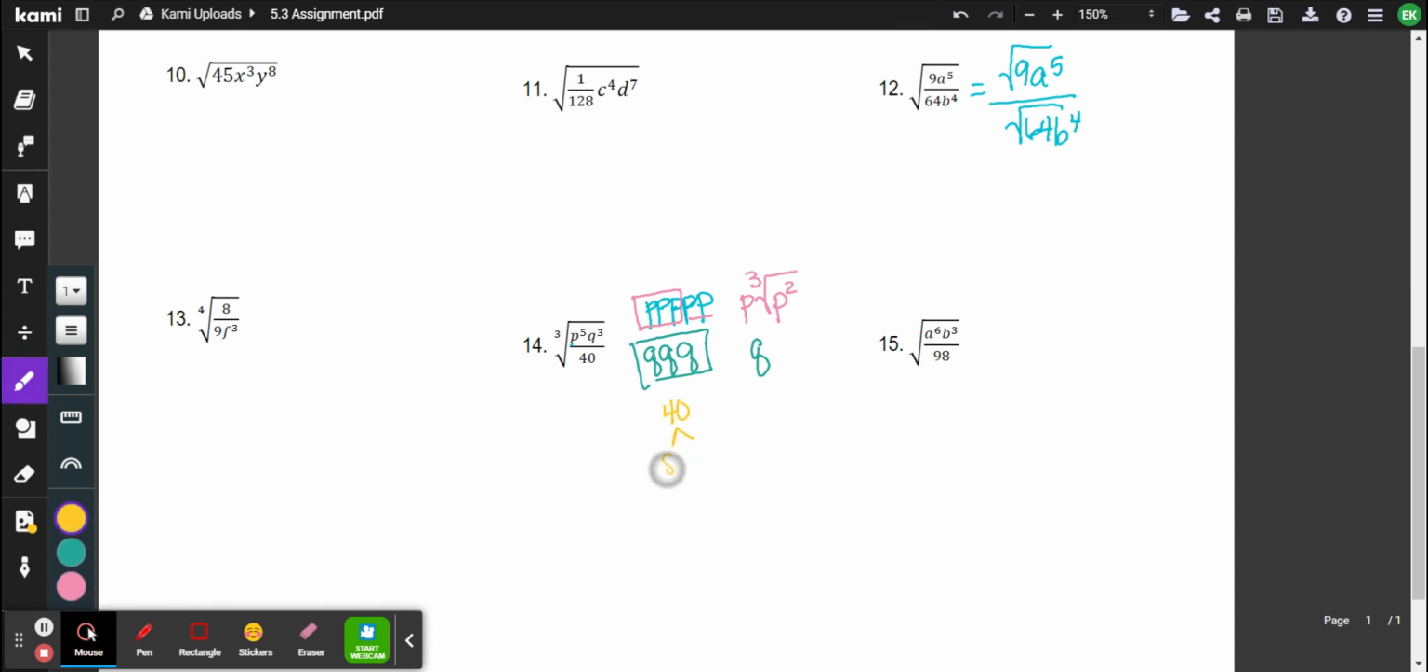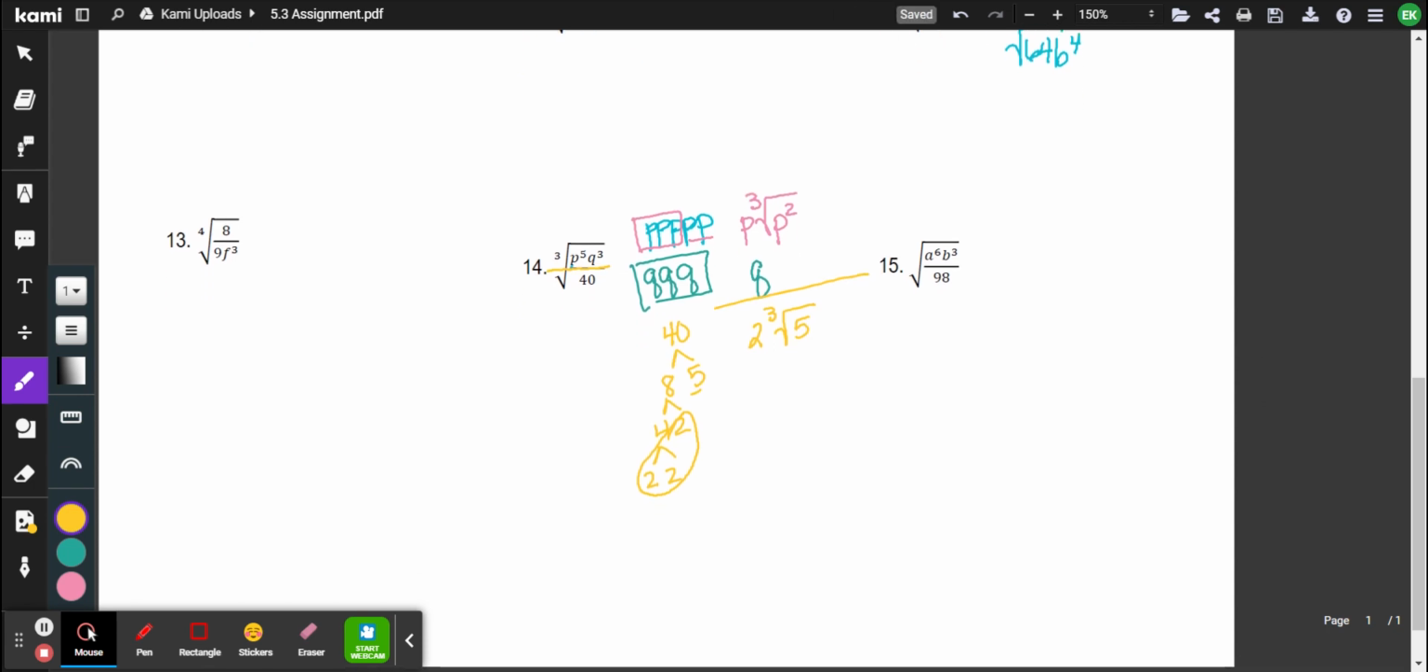And then if I do the 40, I make a factor tree for that. 8 times 5, 8 is 4 times 2, 4 is 2 times 2, and here's a group of 3 2's with a 5 left over. So I would have 2 cubed root of 5. Now again, I'm going to put all those together, but remember that this 2 cubed root of 5 was on the bottom of the fraction, okay?